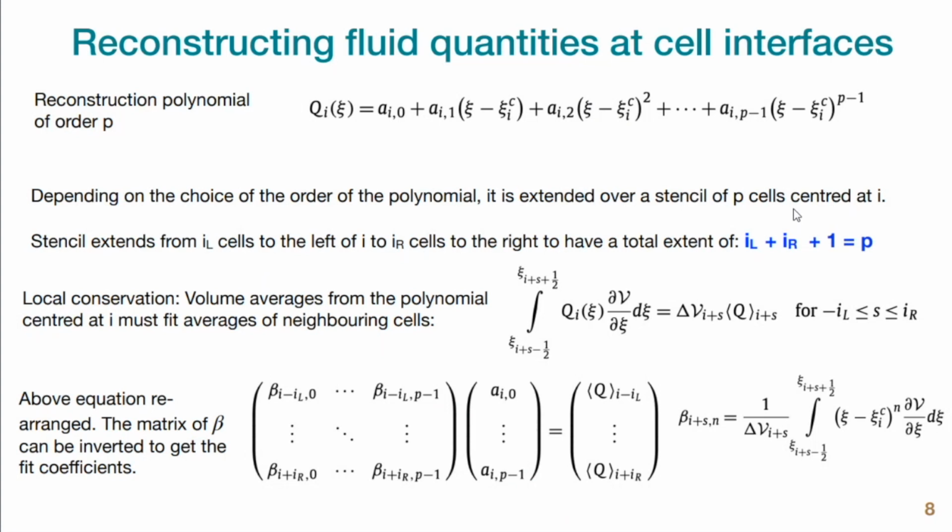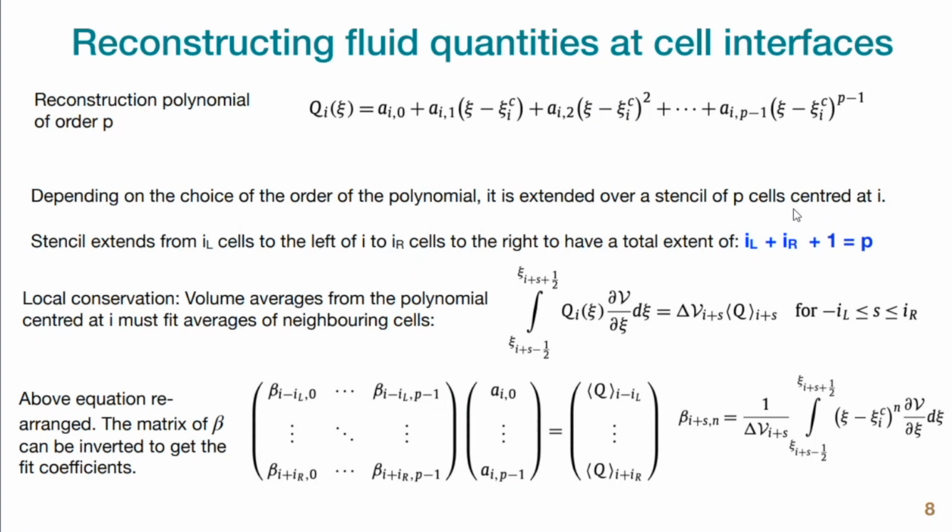Now you have to ensure that the volume averages look something like this, and you can write this equation. Let me slow down a bit. What you have to ensure is that the polynomial that you have defined is now not limited once it has a stencil. So the volume averages that you compute out of this polynomial for the cells outside the ith cell should match the volume averages of those cells. For example, i plus s, where s is going from minus I_L to I_R because it's either left or right of the ith cell.